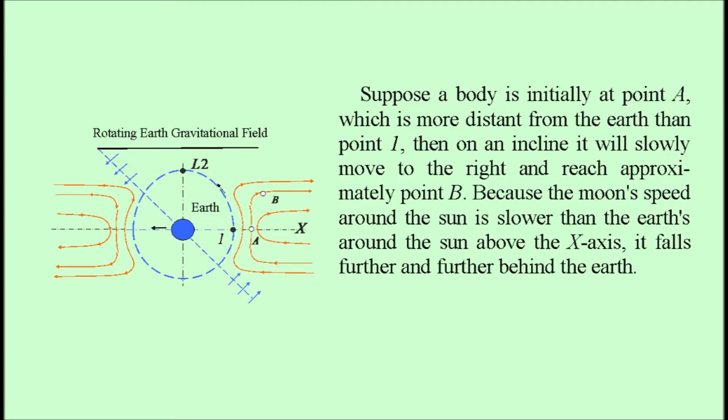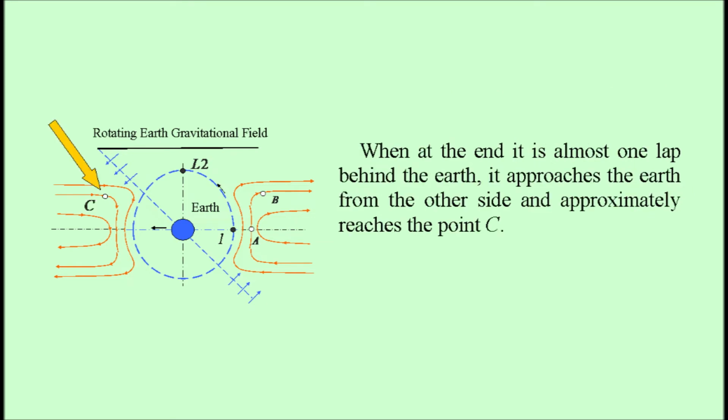Suppose a body is initially at point A, which is more distant from the Earth than point 1. Then on an incline it will slowly move to the right and reach approximately point B. Because the Moon's speed around the Sun is slower than the Earth's around the Sun above the x-axis, it falls further and further behind the Earth. When at the end it is almost one lap behind the Earth, it approaches the Earth from the other side and approximately reaches the point C.